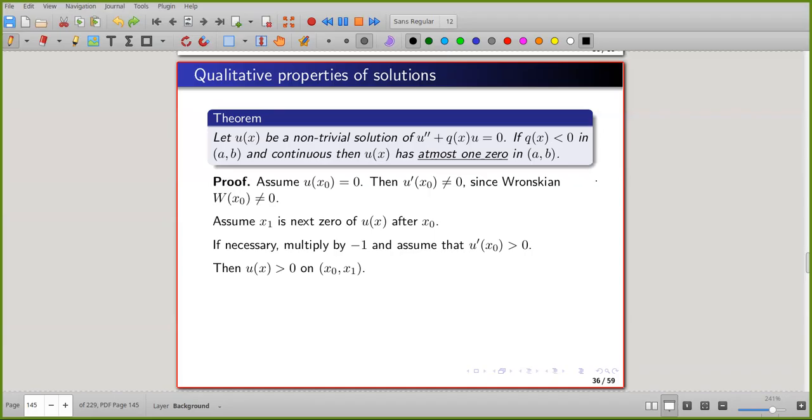Yeah, so that's because, right, this is our picture. Assume x1 is the next zero. So this is my x naught and this is my x1, and we are saying that u dash x naught is positive. So then u of x is positive on this interval. We are just saying that the graph of u will look something like this.